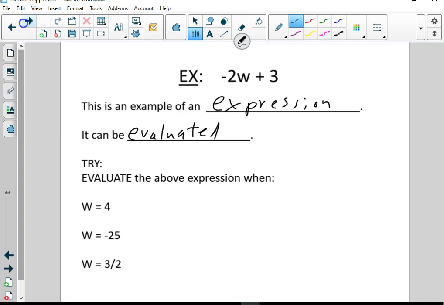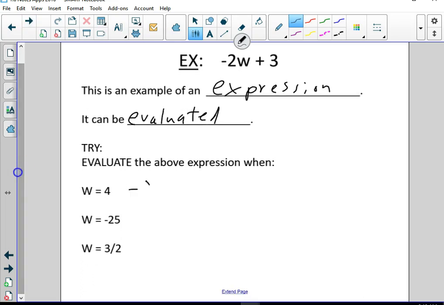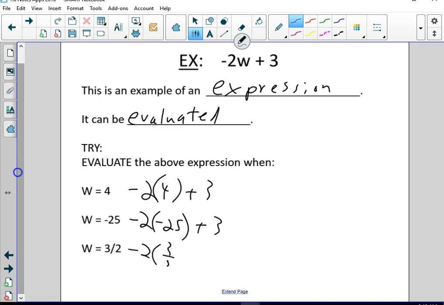So what that means is, evaluated means you can plug numbers in and get a new number. So that's what we're going to do here. We're going to plug in these numbers here. But we're going to take out the w and put in a 4. So we're going to have negative 2. We're going to take out the w and put in a negative 25. Everything else stays the same. We're going to take out the w and put in a 3 halves.